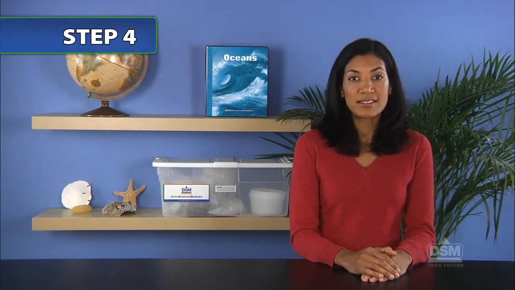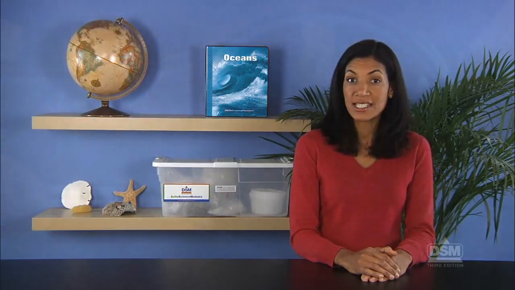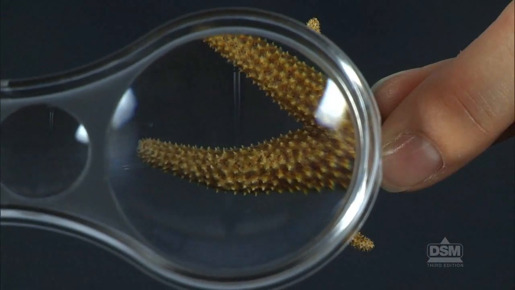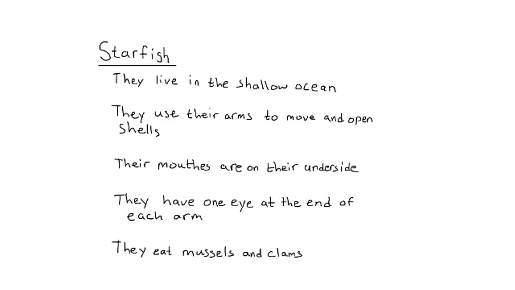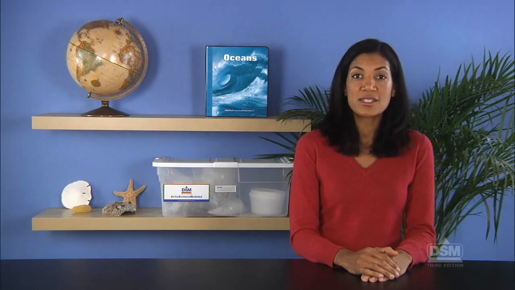Next, distribute Activity Sheet 12 and have students examine the starfish with a magnifier. Tell them to answer the questions about the starfish based on their observations and on any prior knowledge they may have. Then distribute the starfish fact sheet. Encourage students to read the fact sheet, discuss it within their team, and revise their activity sheet answers based on what they now know about the animal. Repeat this process with the remaining 6 animals.